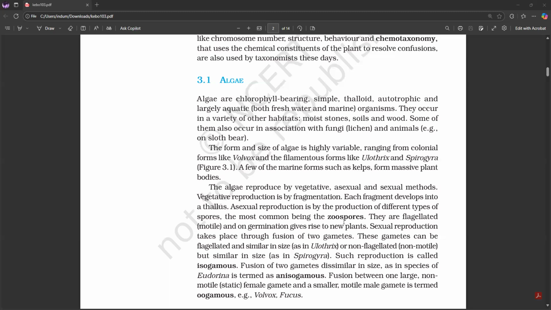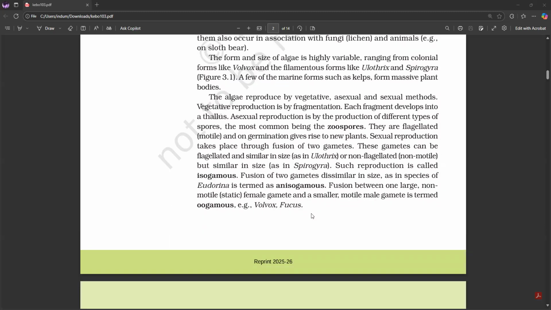The form and size of algae is highly variable, ranging from colonial forms like Volvox and the filamentous forms like Ulothrix and Spirogyra, figure 3.1. A few of the marine forms, such as kelps, form massive plant bodies. The algae reproduce by vegetative, asexual, and sexual methods.